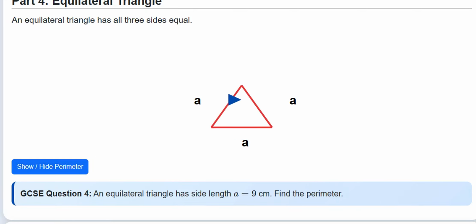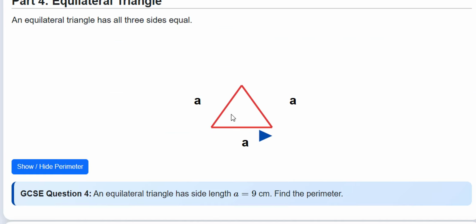So, the perimeter P is given by A, the first side, plus A again, the second side, because they are equal, then plus A again, the last side, because all the three sides are equal. And then when you add this A, it will be 3A. Then this 3A becomes the formula for getting the perimeter of an equilateral triangle where all the sides are equal.